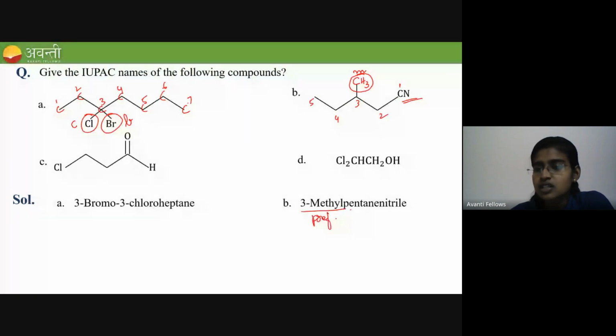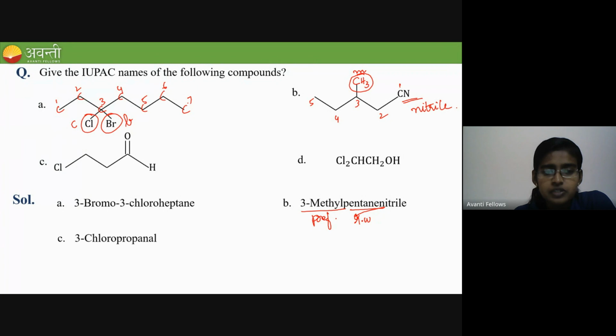And next is the root word. Root word is pentane, since it has 5 carbons. And now the suffix for CN is nitrile, right? Since it is attached to the first carbon, it is not given a number here. You can just write it as it is, pentanenitrile.